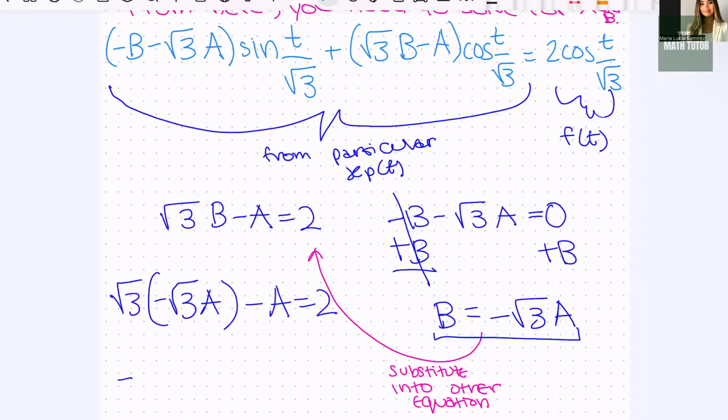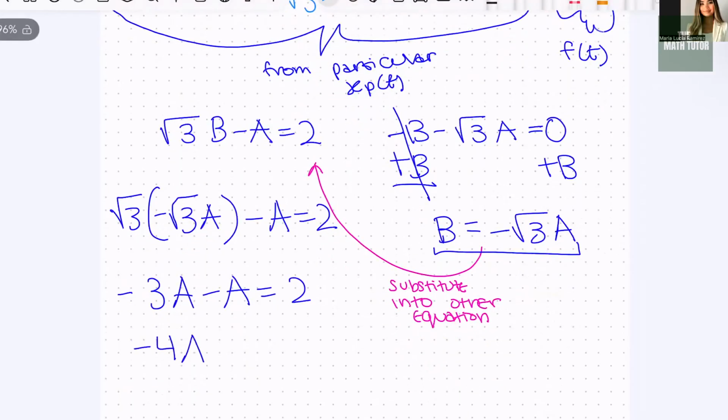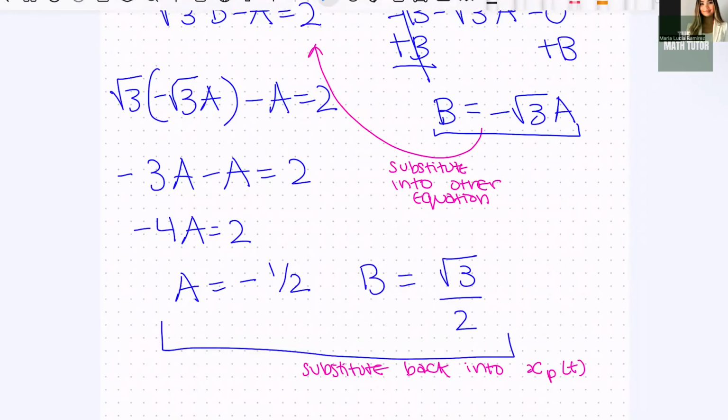So this is just going to be negative 3a minus a equals 2. So this is negative 4a equals 2. So a equals negative 1/2. And then we can substitute that a back into here. So this is going to be b equals root 3 over 2. So now that we have a and b, we can substitute that back into x_p of t.